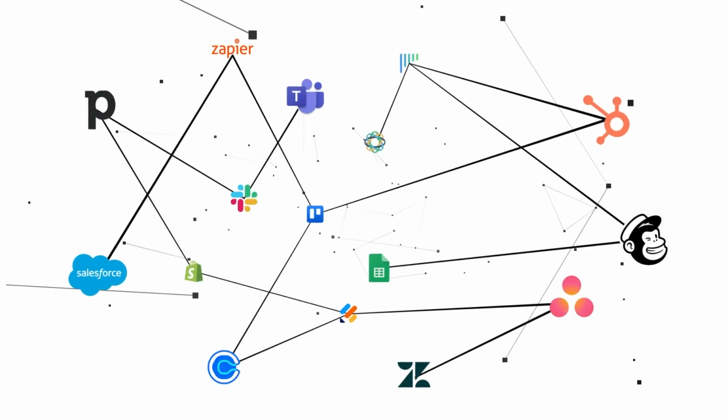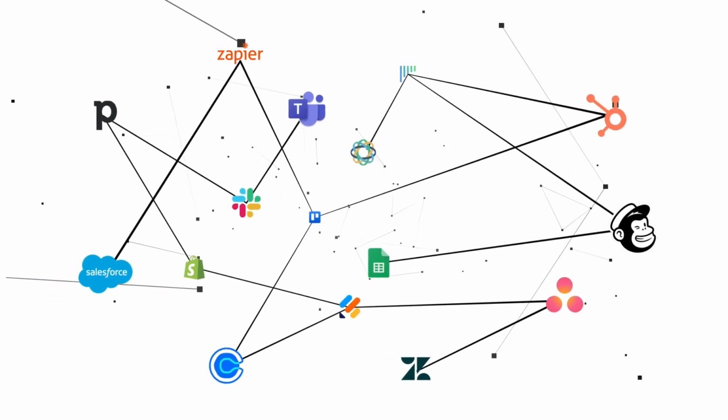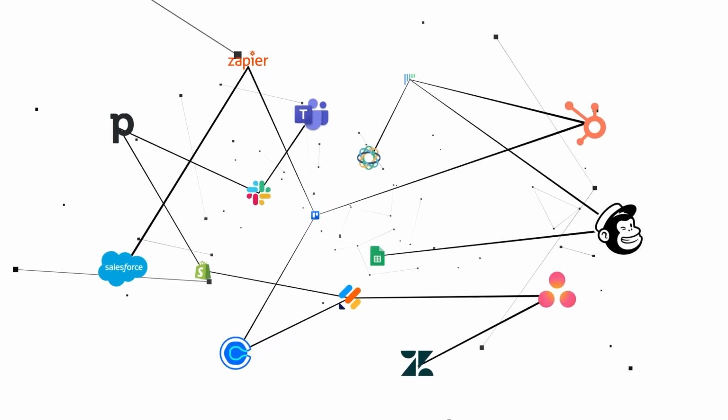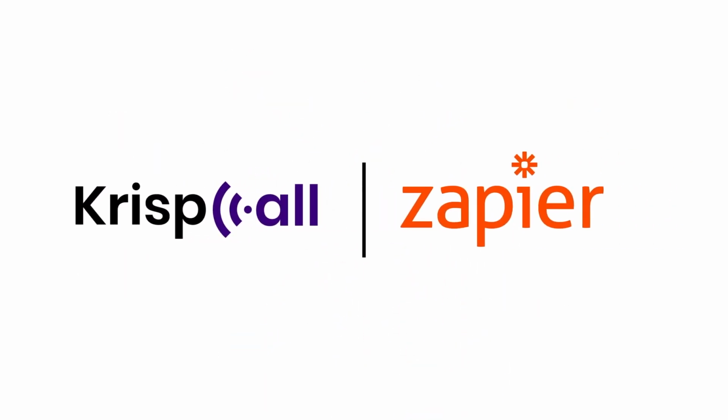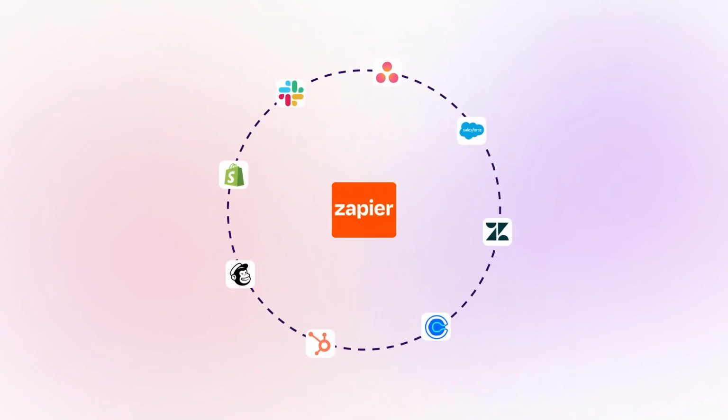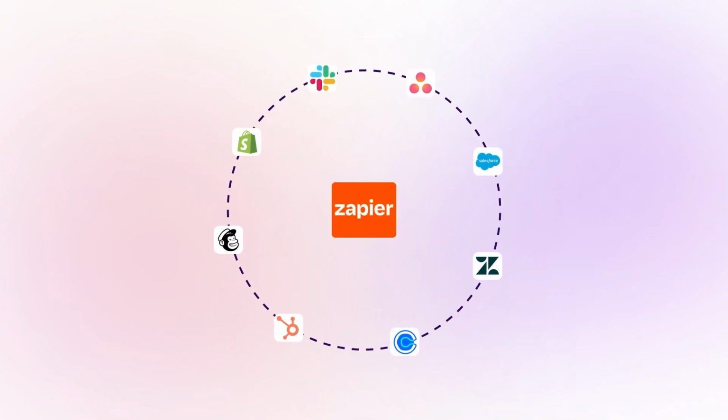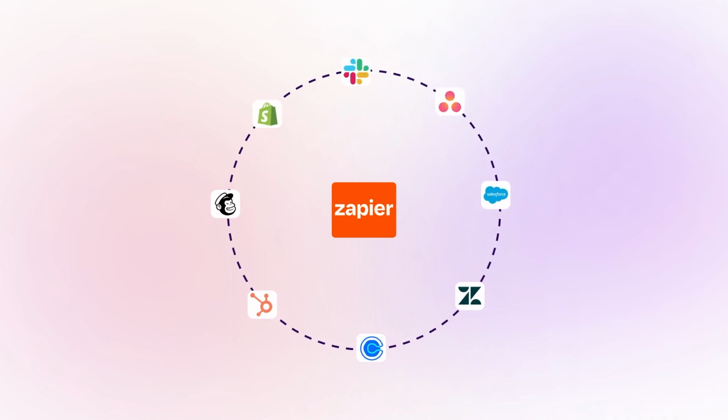Are you tired of managing multiple apps? Simplify your life by automating tedious tasks and focusing on what's important with KrispCall and Zapier integration. Zapier automates tasks by connecting thousands of apps with KrispCall using simple zaps without any need for coding.